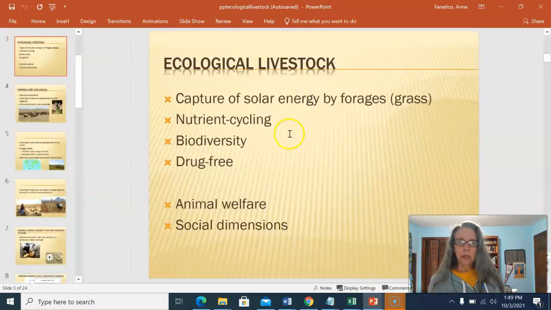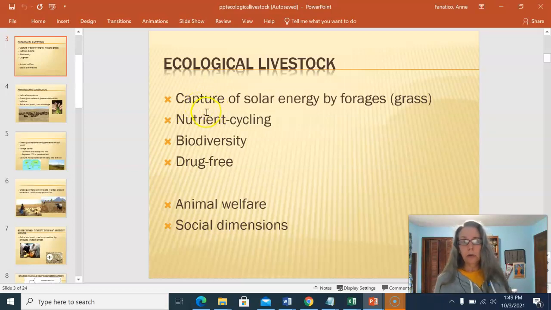So keep in mind that what ecological livestock is based on are the same principles that we studied in agroecology with crops, that it's based on effective capture of solar energy, nutrient cycling, biodiversity, and then we strive to make it drug-free, and we can often do that with a high level of biodiversity. And then the importance of equity for animals, or animal welfare.